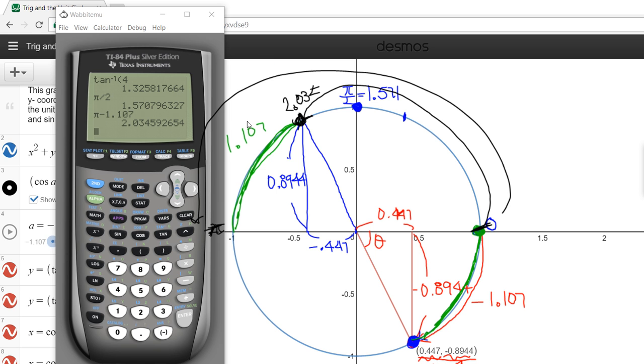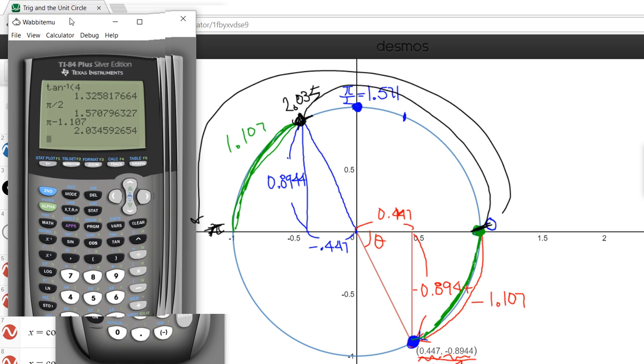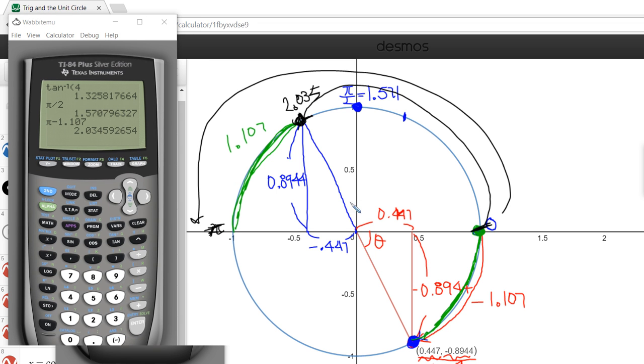Now, another thing we have to worry about: when I first typed this answer in, we got negative 1.107, but I'm going to restrict our domain to include 0 to 2 pi. If I do so, that negative answer does not satisfy our domain, so we're going to have to fix that.